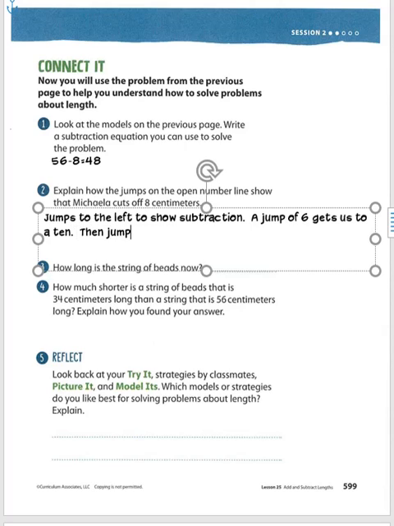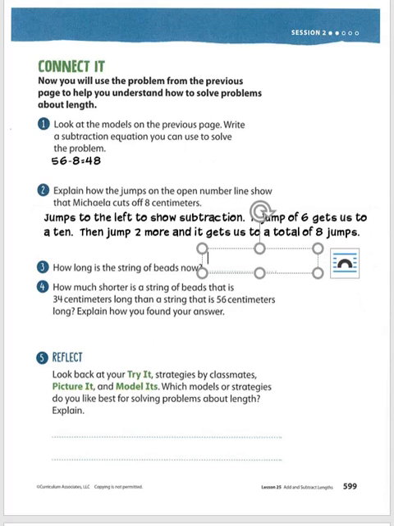Then jump 2 more. And it gets us to a total of 8 jumps. Okay? And so that means the actual total was what? 48 centimeters. Okay? And you can just put cm because cm means, right?